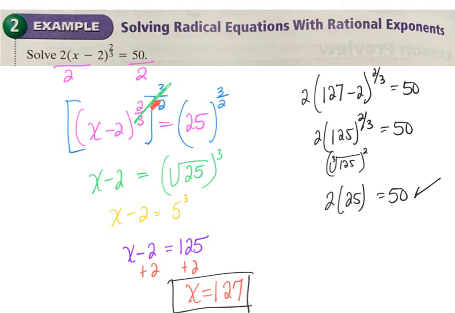On the left-hand side, it will cancel. You're left with what's inside. On the right-hand side, you may have to rewrite it as a radical, square root cubed. So that would be 5 cubed, 125, add your 2, and you have solved it. And then, of course, check it by just plugging it in.